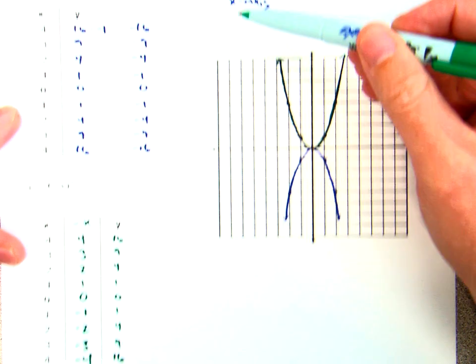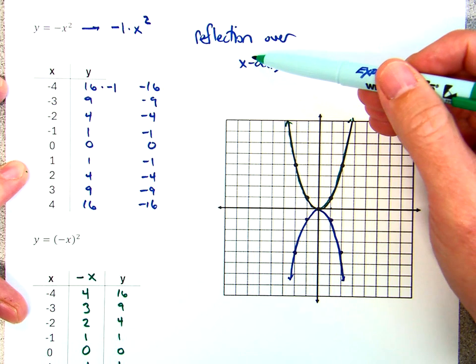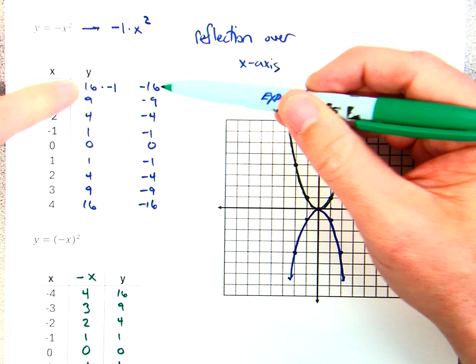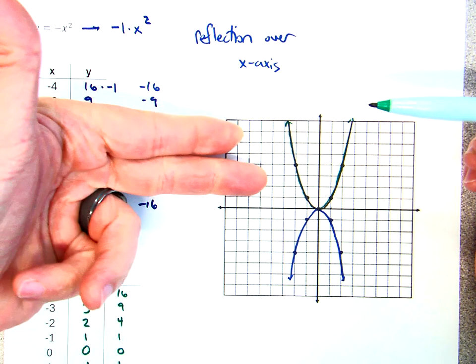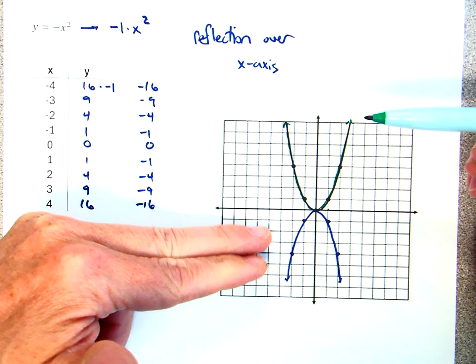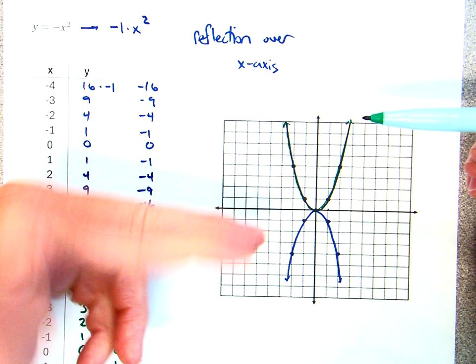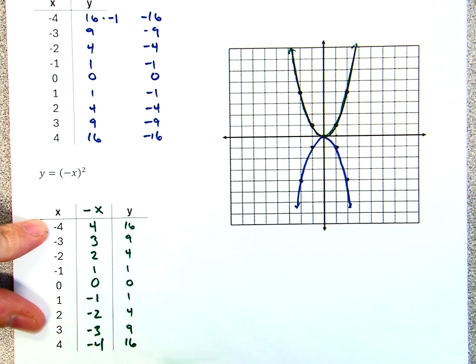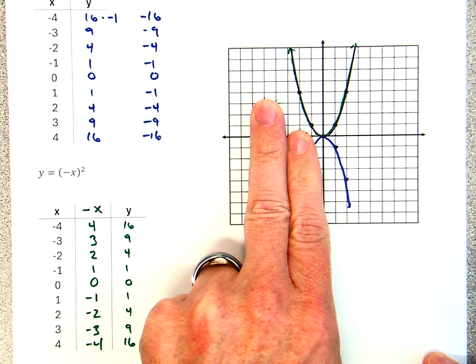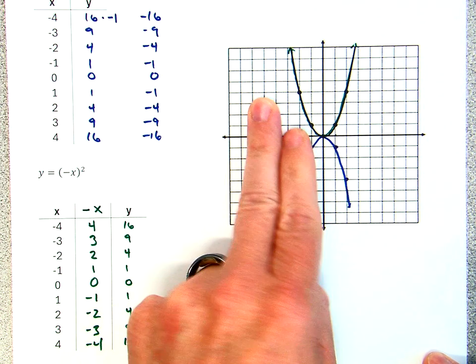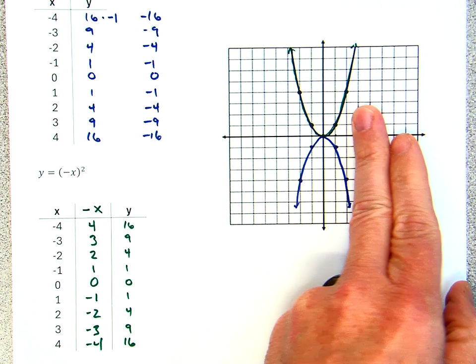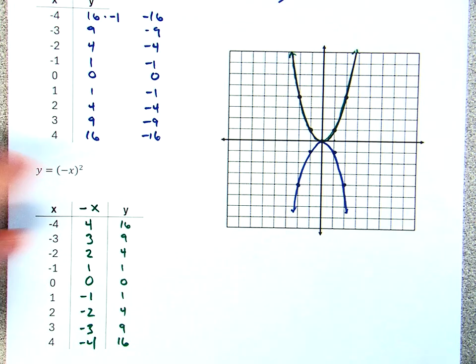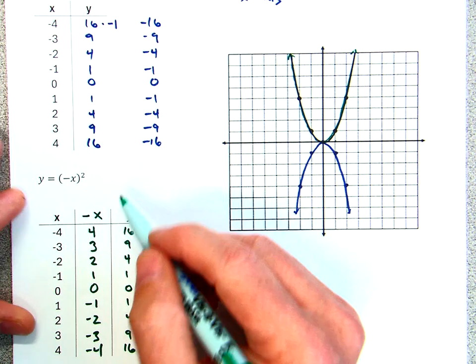These values took each y and changed it from a positive y to a negative y. So positive y's up here became negative y's down here, which was our reflection over the x-axis. This guy is going to take each of the x's, which are over here, and move or flip them to a position over here, so it's going to be a reflection over the y-axis.